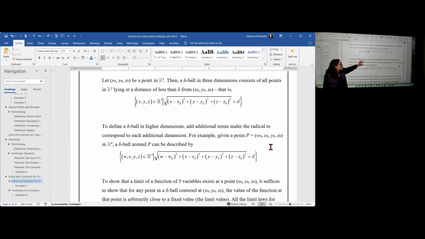To define a delta ball in higher dimensions, you just add additional terms under the radical, which may sound kind of crazy, but this one would be a delta, well, you can't call it a sphere. I don't know what you'd call it. But anyway, we're in 5-dimensional space because we now have a function of 4 independent variables, w, x, y, and z. Or it could be t, x, y, and z. So time, position, and maybe the output is temperature. All right, so we have something where the domain is R4, but the output gives us the additional dimension, so we're in R5. So you simply extend the formula by adding another binomial square under the radical.